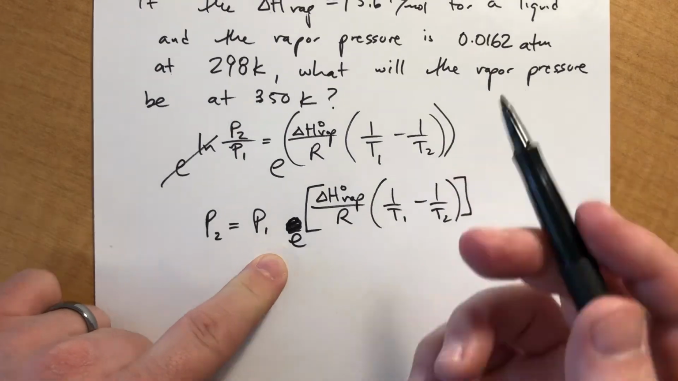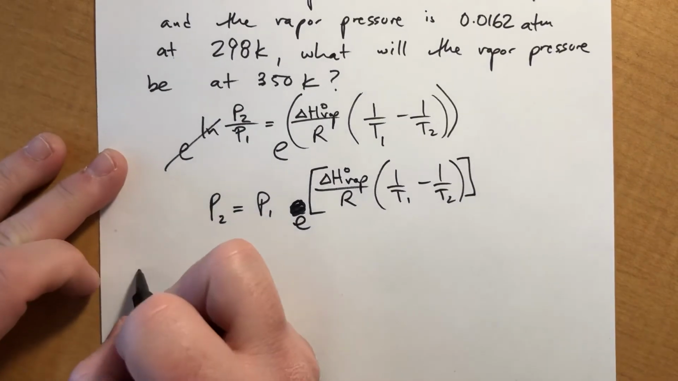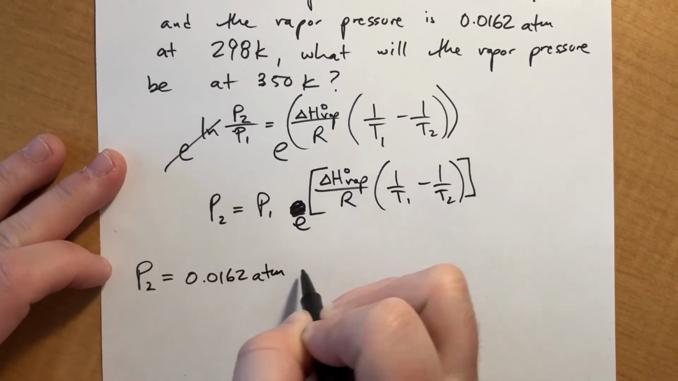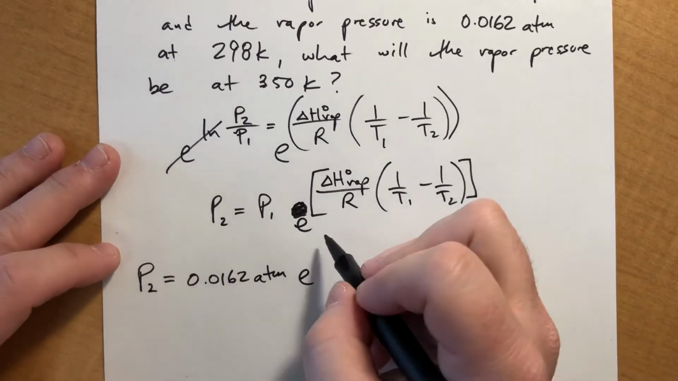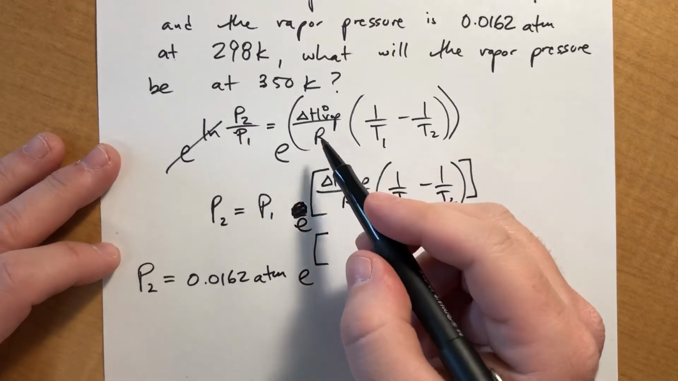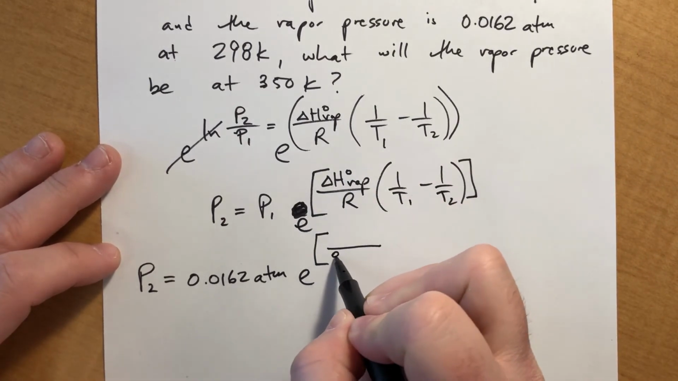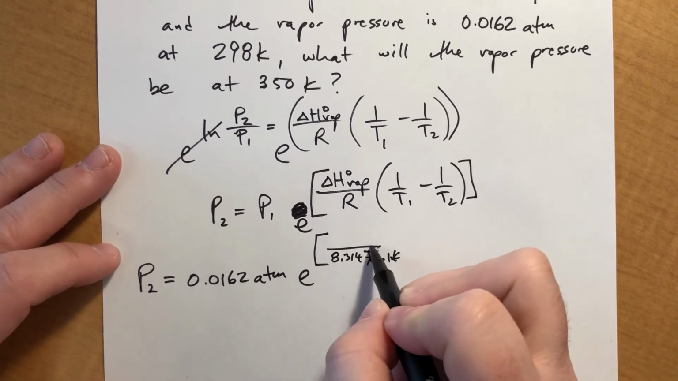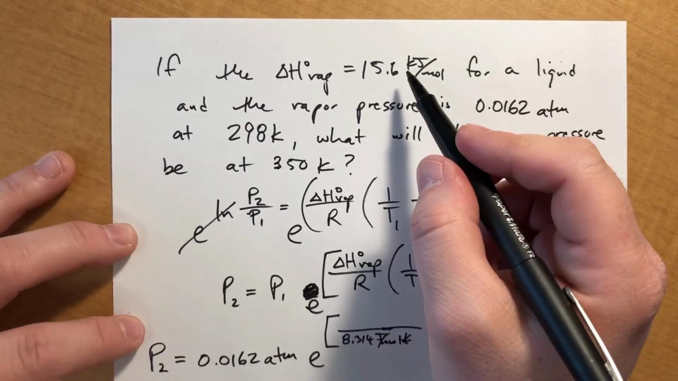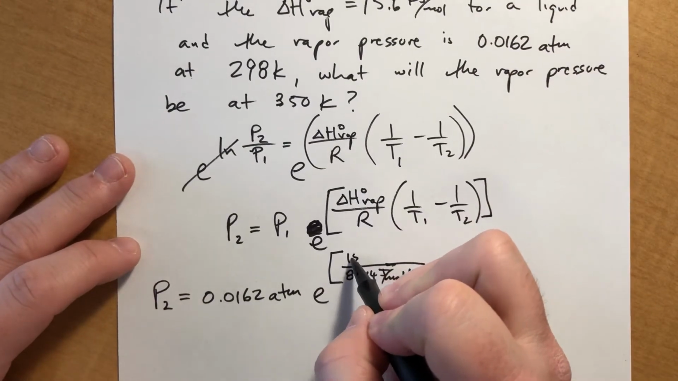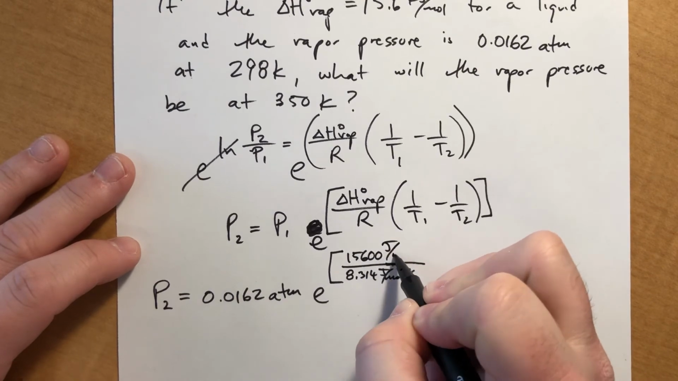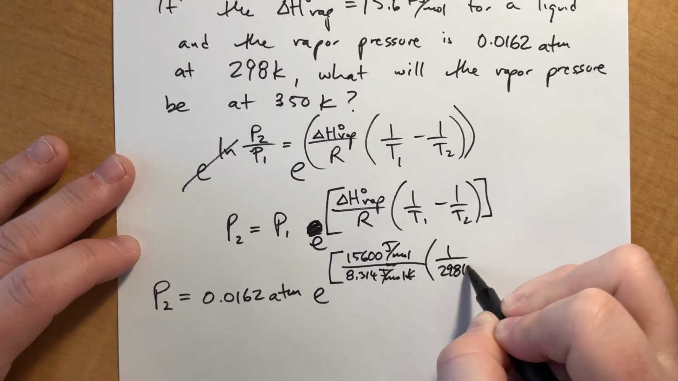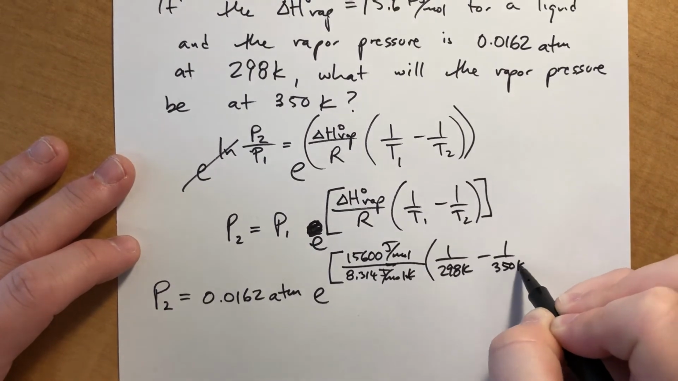We have all of these numbers, so we just plug them in. P1 is 0.0162 atmospheres. E is a button on your calculator as far as you're concerned. R is 8.314 joules per mole Kelvin. And since this is in joules, we're going to need this in joules. So this is 15,600 joules per mole. And this is 1 over 298 Kelvin minus 1 over 350 Kelvin.